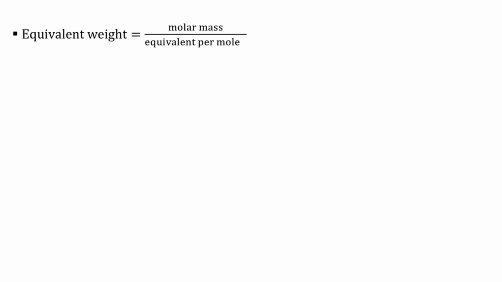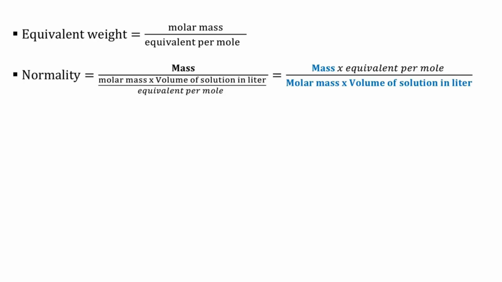So what we don't know is the equivalent per mole. What is the equivalent per mole then? That's what we will see later. So by replacing now the formula that we have seen, we can see that the normality is equal to the mass divided by the molar mass times the volume of solution in liter, divided by equivalent per mole.